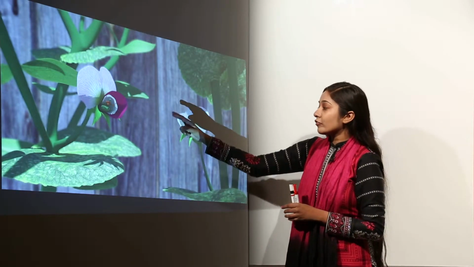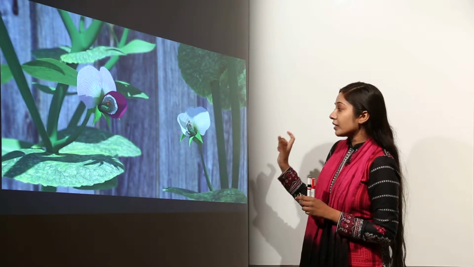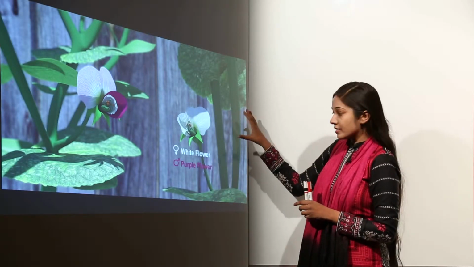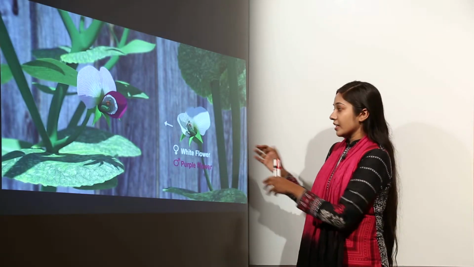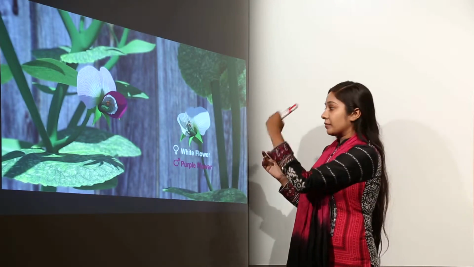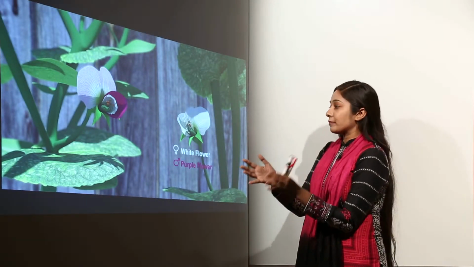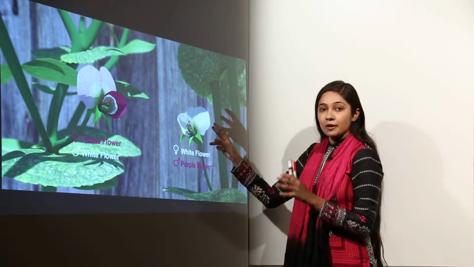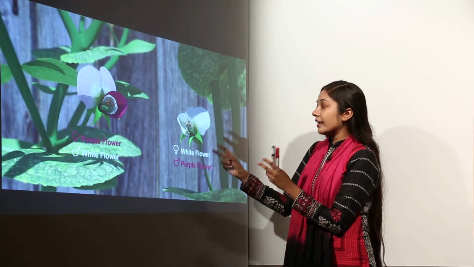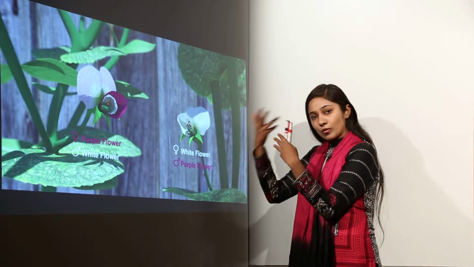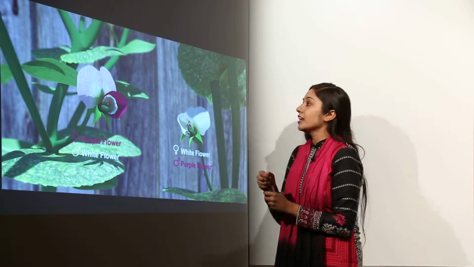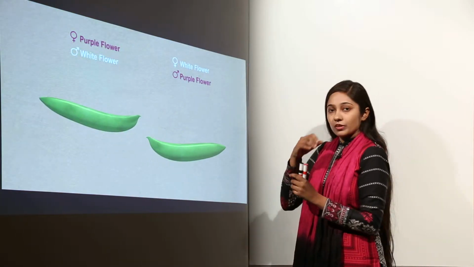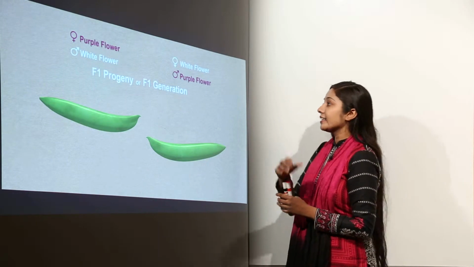When the pollen grains are from the purple flower, the white flower is acting as the mother plant and the purple flower is the father plant, because the pollen grains are from the purple flower. Reciprocal can also happen. For example, purple flowers can act as the father plant and white flower as the mother plant, or white flower as the father plant and purple flower as the mother plant. These types of crosses were made by Mendel to show the principles of inheritance in his experiments.